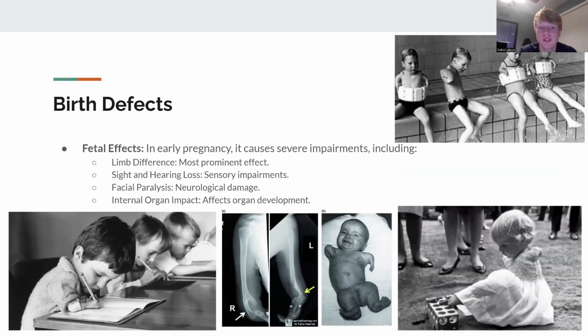Next is the birth defects. In early pregnancy, it causes severe impairments, as seen in the images. There's limb differences, which is the most prominent effect, leading to smaller arms, and then there's sight and hearing losses, facial paralysis, and then internal organ impact.